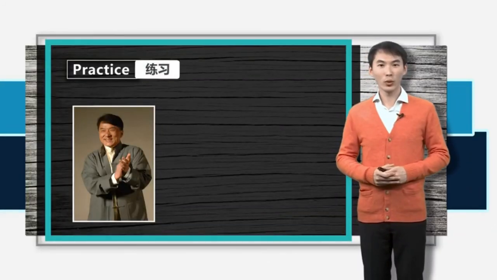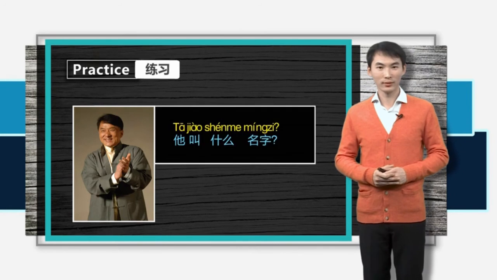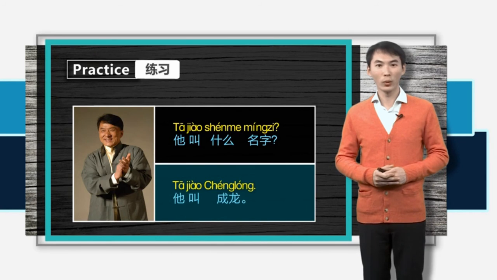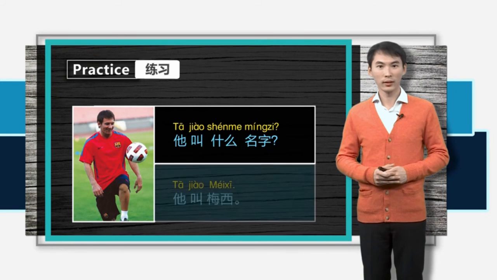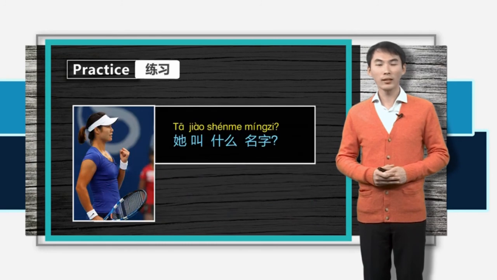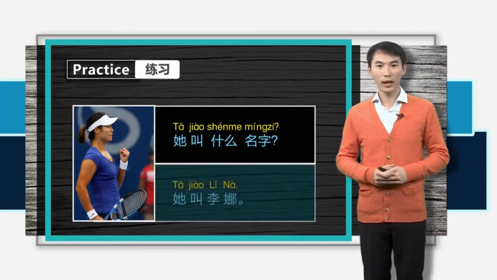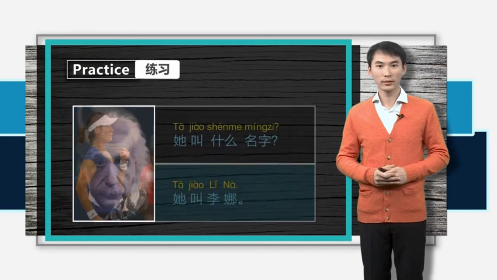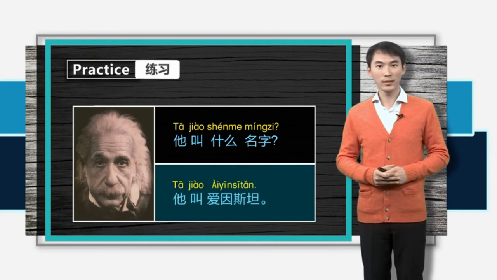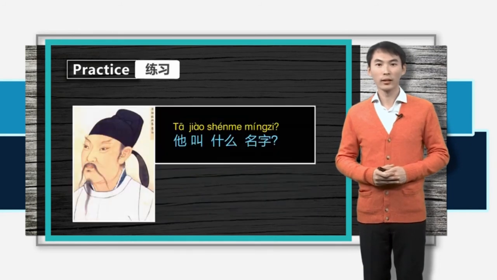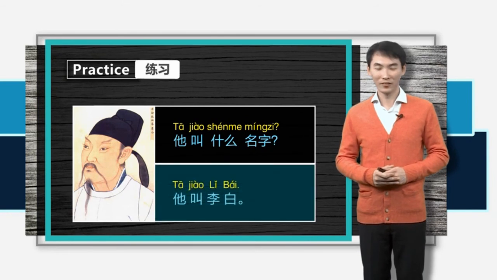Next, answer the question according to the pictures. 他叫什么名字? 他叫成龙. 他叫什么名字? 他叫梅西. 他叫什么名字? 他叫李娜. 他叫什么名字? 他叫爱因斯坦. 他叫什么名字? 他叫李白. Very good.